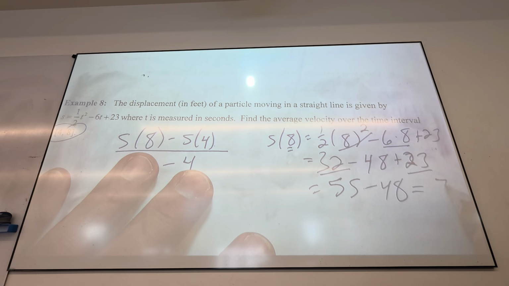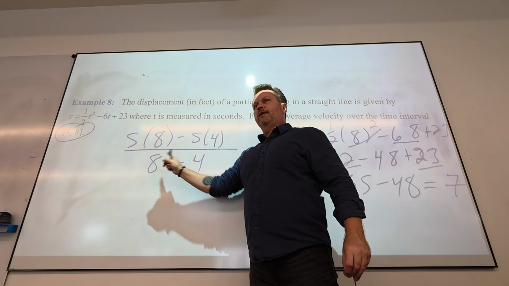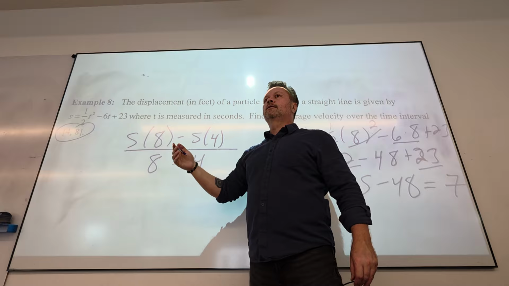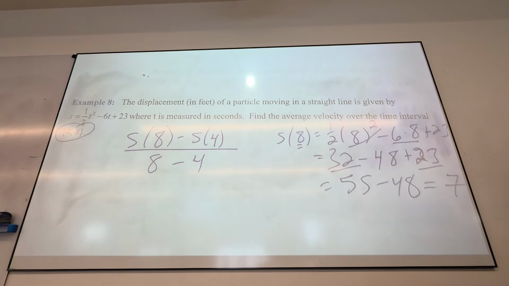What else do I need? So what did we just figure out? What is 7? We figured out S of 8. Y2 minus Y1 over X2 minus X1. What else do I need? I need S of 4. So I do all this business again. What would S of 4 be? It'd be 1/2 times 4 squared minus 6 times 4 plus 23.